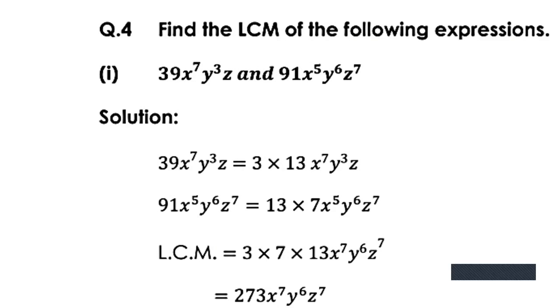Here 39x power 7 y cube and z you can write down as 3 into 13 into x power 7 y cube and z. You can write 91 as 13 into 7 x power 5 y power 6 and z power 7. LCM of these terms will be: as you can see, 13 is repeated in both terms, so we have to write it only one time.